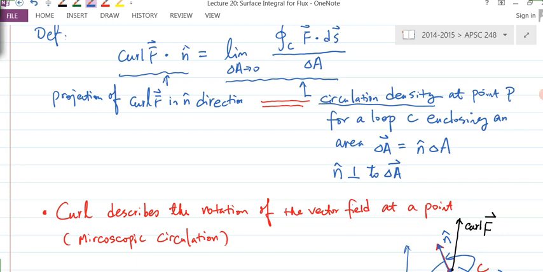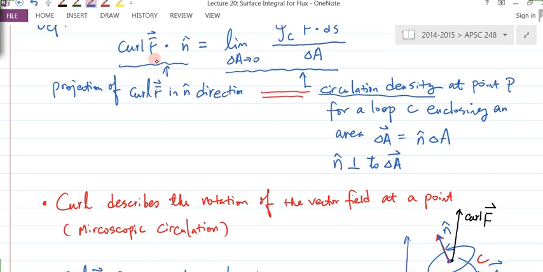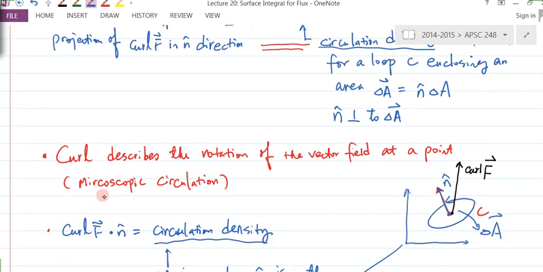The immediate observation based on the definition is that you are letting the delta area go to 0. So the circulation density, or the curl F calculation here, is a point concept. This is why in the last lecture I mentioned that the curl describes the so-called microscopic circulation, very, very tiny, at the point.